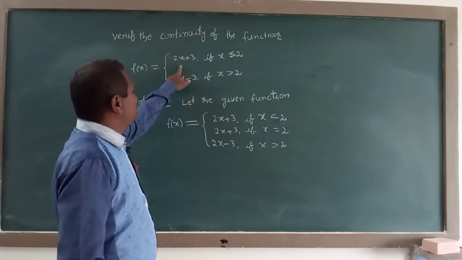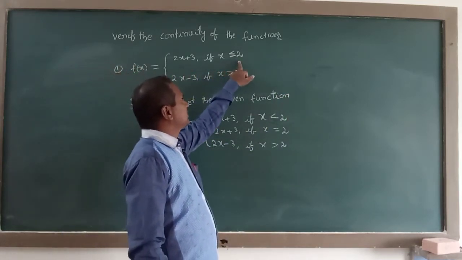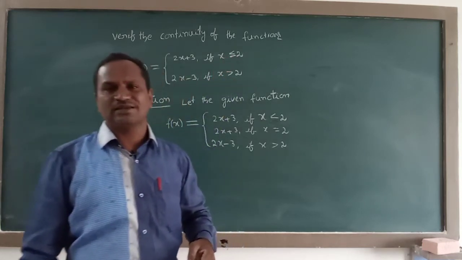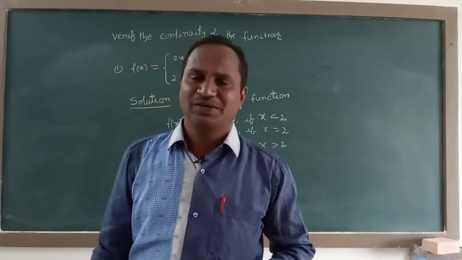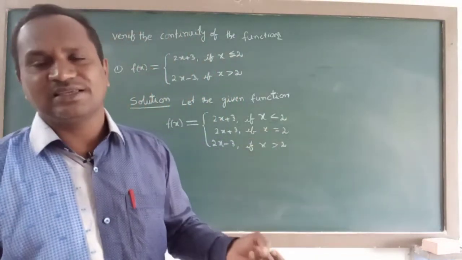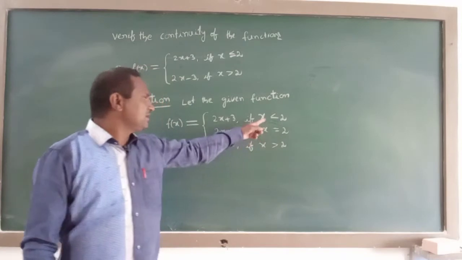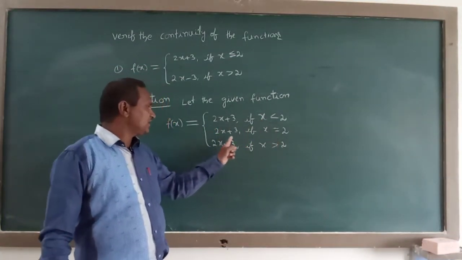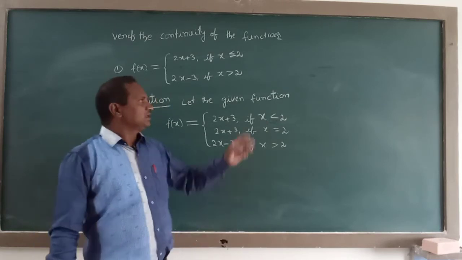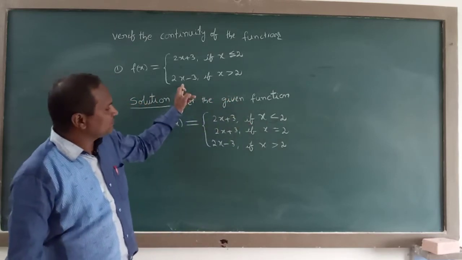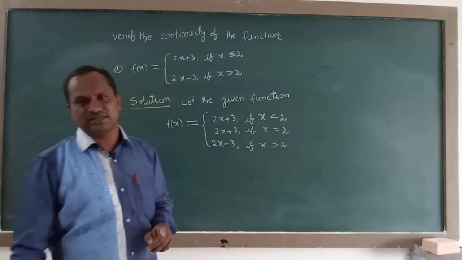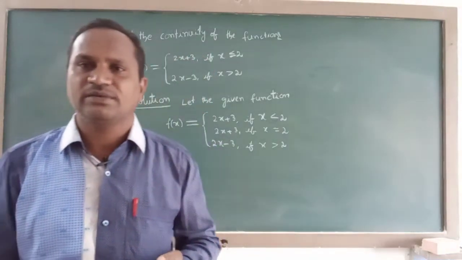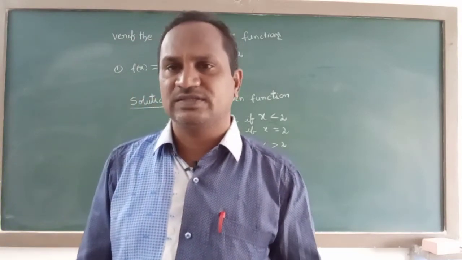Here, in the first step, 2x plus 3 if x is less than or equal to means it belongs to both symbols. One is less than and another one is equal to. That's why for less than we have taken 2x plus 3, and for the equal symbol also 2x plus 3. For the greater than symbol, they gave another function, 2x minus 3. Now stepwise, we are going to find the left hand limit value and the right hand limit value.